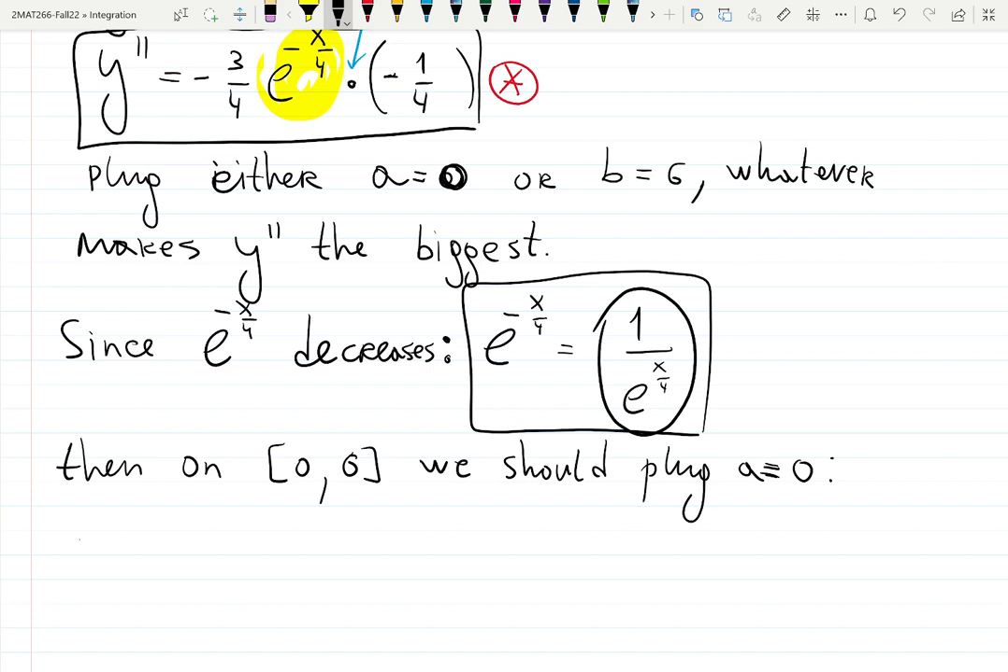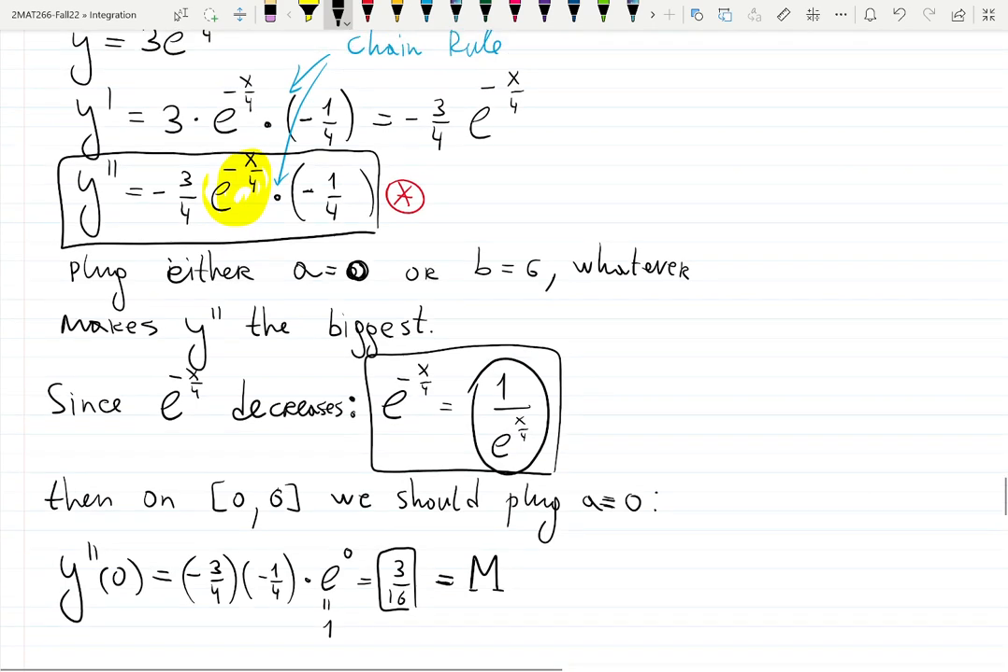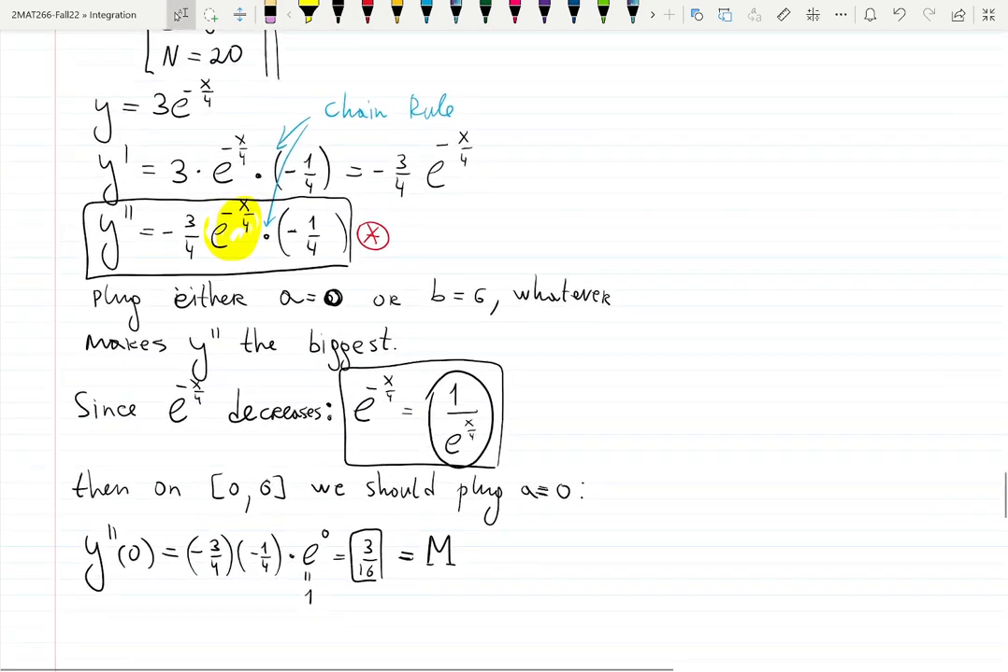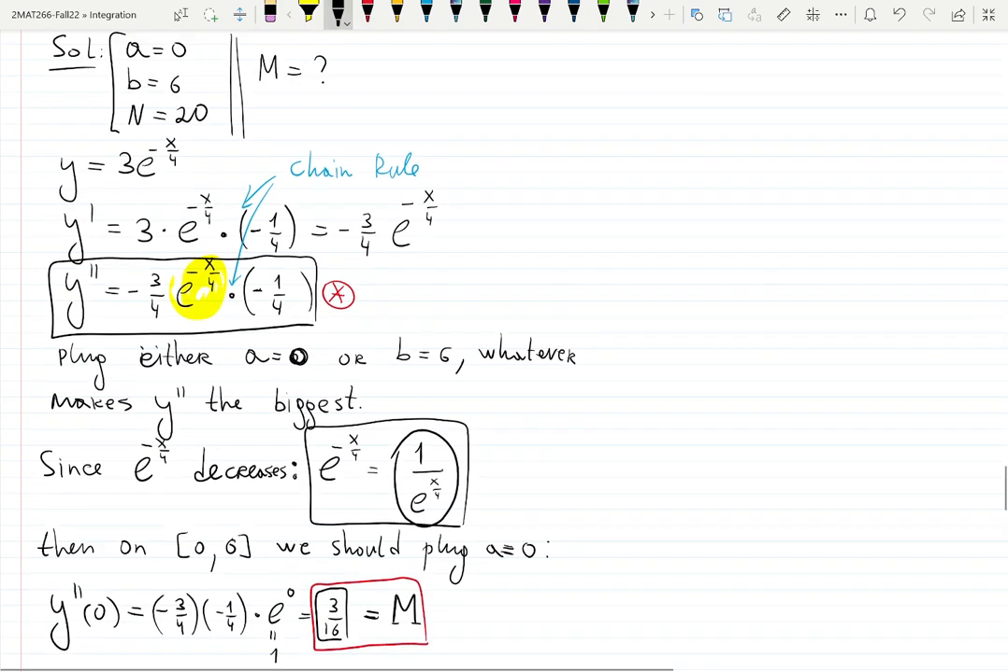Well, let's see. The second derivative at 0 becomes minus 3/4 times minus 1/4 times e to the 0. E to 0 is 1. Minus minus gives you plus. So it is 3/16 times 1. And that is M. Pay attention that in other notations, M is K, sometimes it's K1, K2, where K2 represents the second derivative, and so on. Somehow people did not agree on the notation for this M.